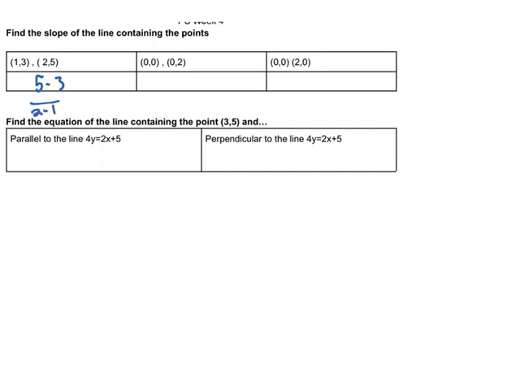5 minus 3 over 2 minus 1, 2 minus 0 over 0 minus 0, and 0 minus 0 over 2 minus 0. I will leave the simplification for you, except I do want to let you know that one has an undefined slope. All right, next up, we have a line, 4y equals 2x plus 5.